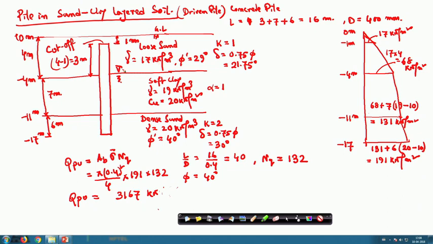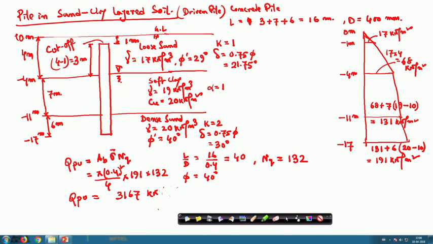And if it is this kind of layering, where clay, sand, then clay, then sand, then use the total effective overburden pressure, because there is no guarantee; it is doubtful whether this soil arching will happen or not, or critical length will develop or not. But in some cases, people also check the critical length for the individual layer. For example, here this is a loose sand. So, you check for this sand whether it is within the critical length or not.